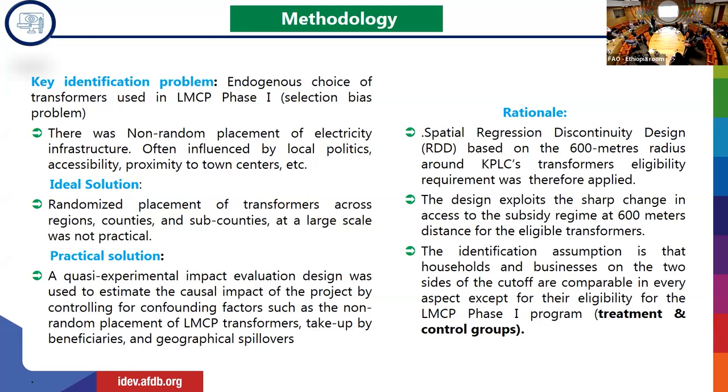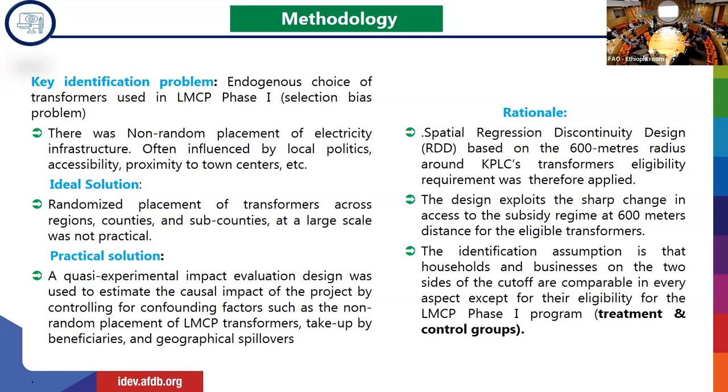Okay. So the methodology, we were not able to use a randomized controlled trial because the placement of transformers across regions, countries and sub-countries at large scale was not practical. And this therefore meant that we used a quasi-experimental impact evaluation design that estimated the causal impact of the project by controlling for confounding factors. And the spatial regression discontinuity design was based on the 600 meter radius around the transformers, so that households that were within the 600 meter radius were the treated households, and those outside were actually the control households.